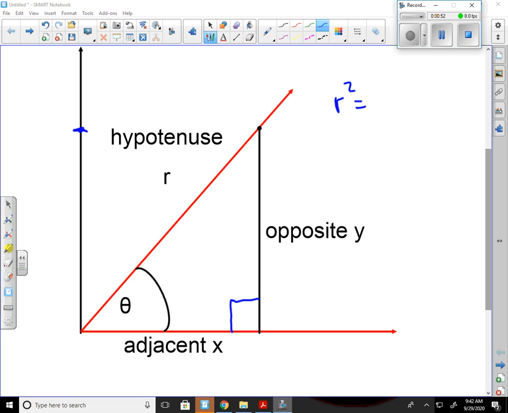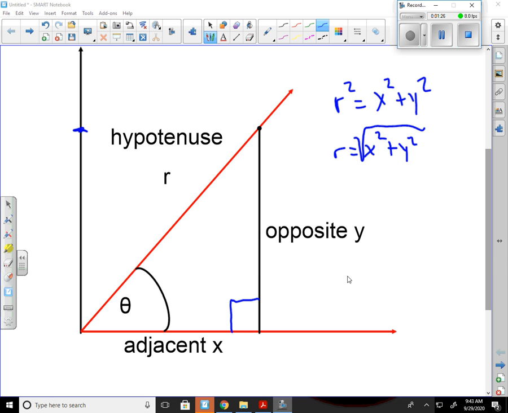R squared equals x squared plus y squared. Take the square root of both sides, and I get r equals the square root of x squared plus y squared. Once I have that, I know all my sides of this triangle. So now I can use my trig functions in order to find what this angle would be or what any of the sides would be.